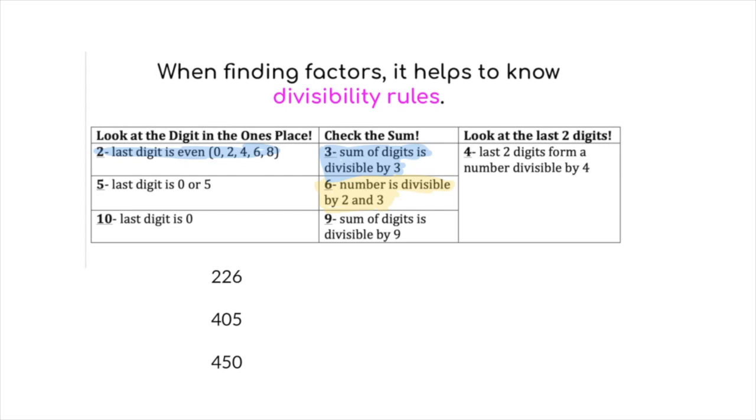Now let's take a look at the rule for 6. 6 is a little tricky because it has to meet the requirements for 2 and 3. So that means that the number has to be even, and it also has to be divisible by 3, where you add up the digits and that number is divisible by 3. So let's look at a few examples to take a look at this rule. So the number 226 ends in a 6, which is even, so it does work for 2. But we have to make sure it also works for 3. So we have to add up the digits, 2 plus 2 plus 6. So 2 plus 2 is 4, and 4 plus 6 is 10. 10 is not divisible by 3, so if you think 3, 6, 9, 12, so 3 doesn't work, so that means that 226 is not divisible by 6.